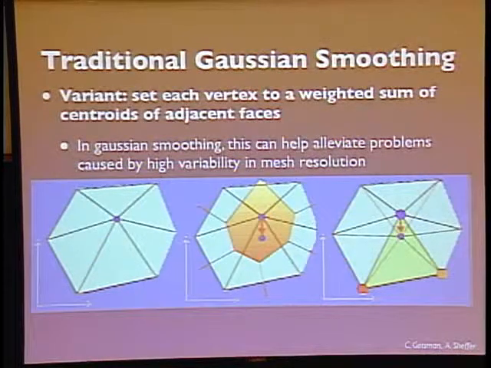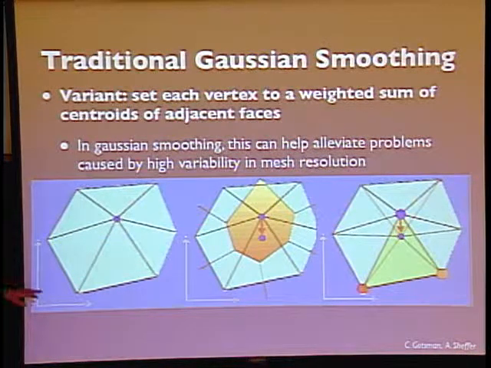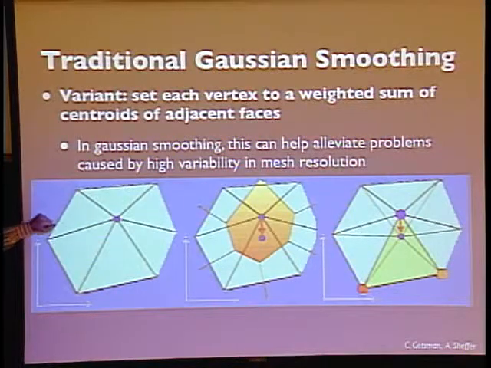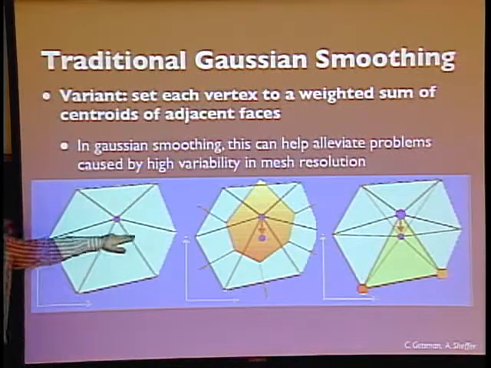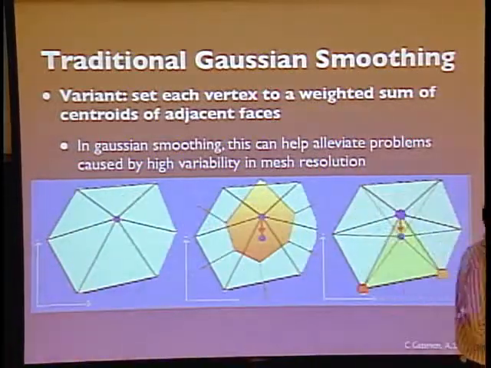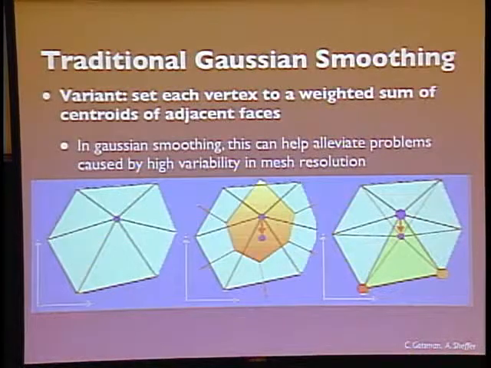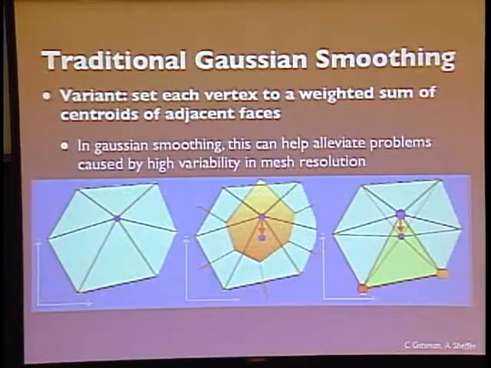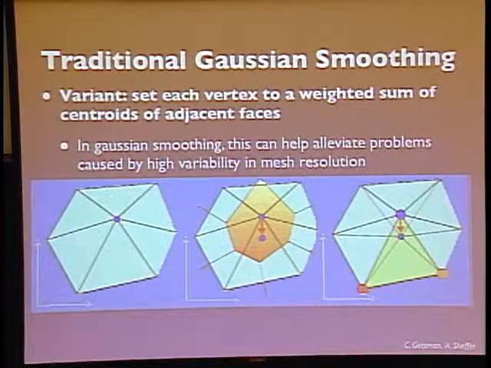A simple variant of that is instead of taking the weighted combination of the surrounding point positions, you calculate the center of gravity of each one of the faces that the point P is connected to, and use those as the things that you take a weighted combination of to move towards. For one thing, if the resolution of the mesh is very variable so that some of your neighbors are close and some are far away, doing this centroid or center of gravity thing makes your smoothing more robust to this kind of variability. And also, for some reason, it just plain works better in practice, which is a little bit curious.